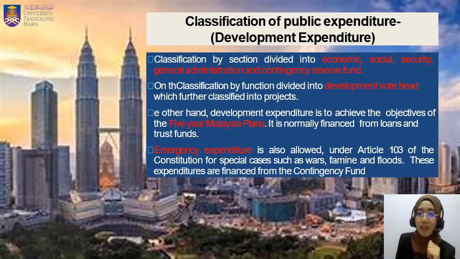So here, development expenditure is to achieve the objective of the 5-year Malaysia plans, and it's normally financed from loans and the trust fund. It's actually more long-term projects or programs. And normally, emergency expenditure is also allowed under Article 103 of the Constitution. This is, if you still remember, the contingency fund. So under this part, for the contingency fund, they are going to be categorized under development expenditure, such as wars, famine, and floods, and are going to be financed from the contingency funds. Okay, so this is the explanation of development expenditure.